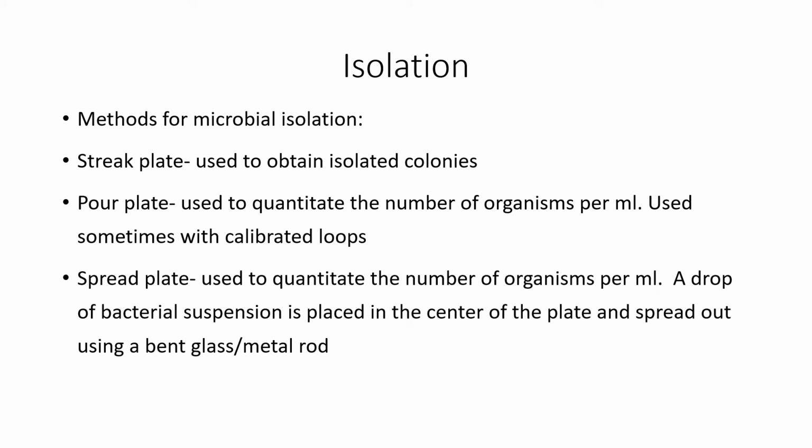A spread plate is used to quantitate the number of organisms per mil. A drop of bacterial suspension is placed in the center of the plate and spread out using a bent glass or metal rod. It's good for very, very dilute liquid cultures. We add a drop to the middle of our plate and then spin the plate with what's known as an L spreader. So let's take a look at streak plates and pour plates.